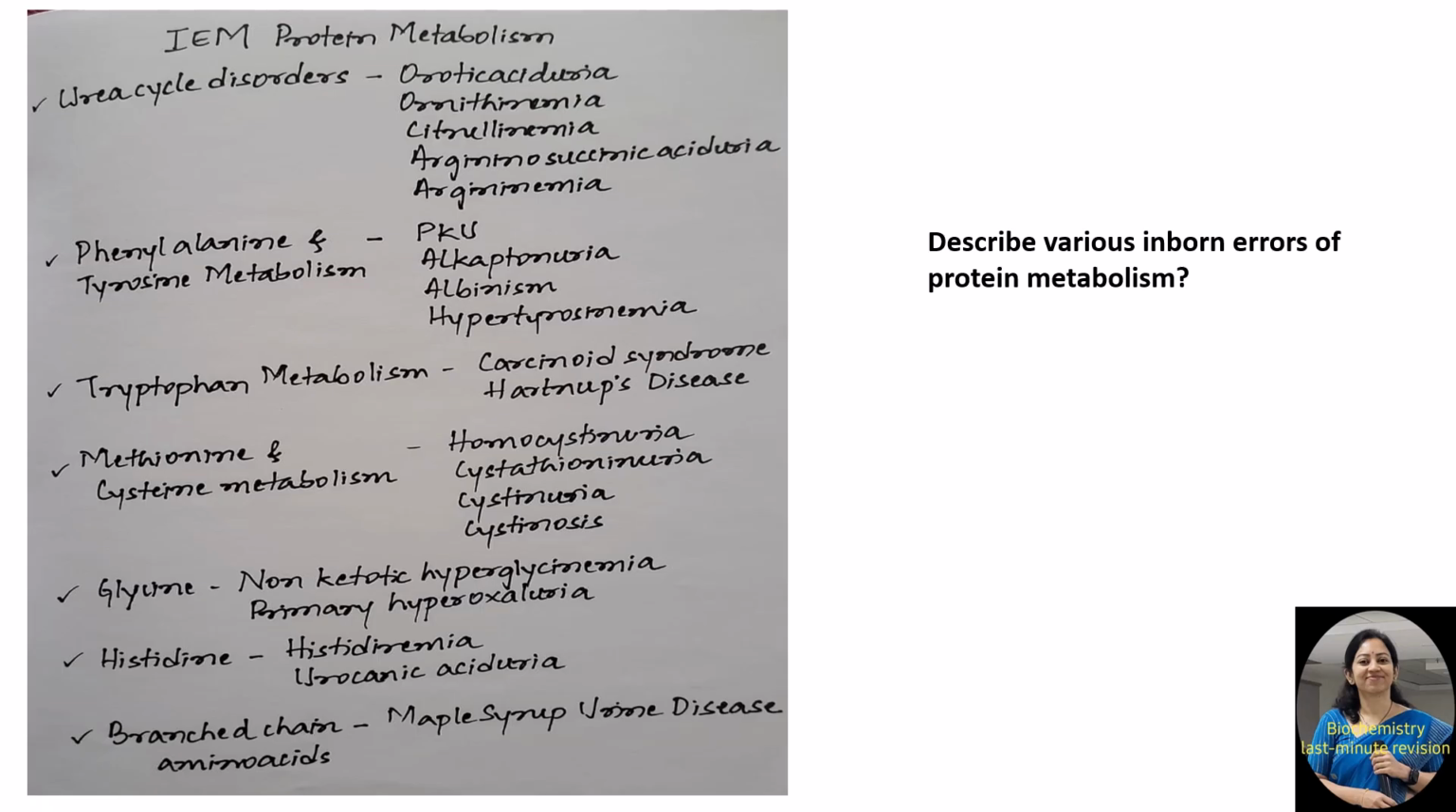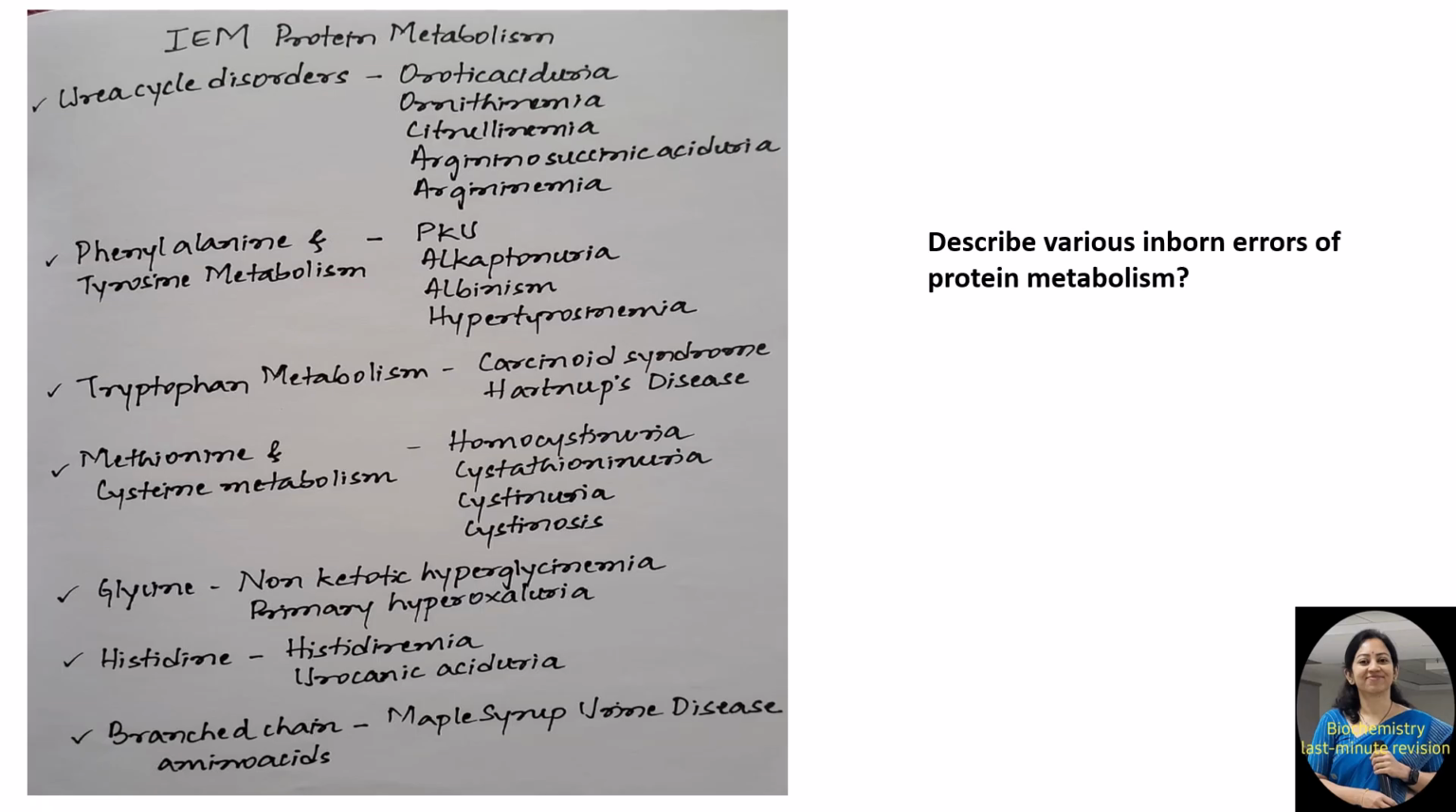Now, the question that is asked here: describe various inborn errors of protein metabolism. These are the disorders. Coming to urea cycle disorders: orotic aciduria due to deficiency of carbamoyl phosphate synthetase, or of ornithine transcarbamylase enzyme. Ornithinemia due to deficiency of ornithine transport protein. Then citrullinemia due to deficiency of argininosuccinic acid synthetase. Then argininosuccinic aciduria due to deficiency of argininosuccinic acid lyase. Then argininemia due to deficiency of arginase enzyme.